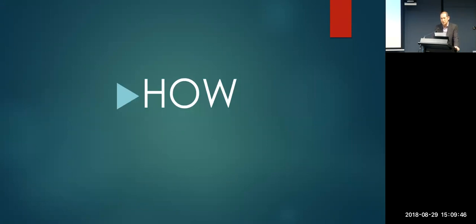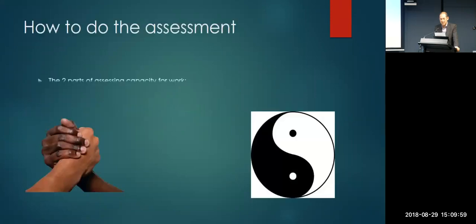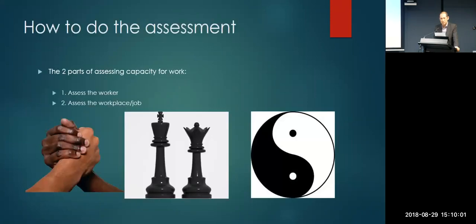Because commonly we're very focused as doctors on doing the individual stuff, the history, the examination, the investigations, getting an understanding of the diagnosis. And that's fine, that gives us some idea about the capacity, but for assessing work capacity, the other part of the equation is you need to know a bit about the job, and so you need to assess the person's workplace.